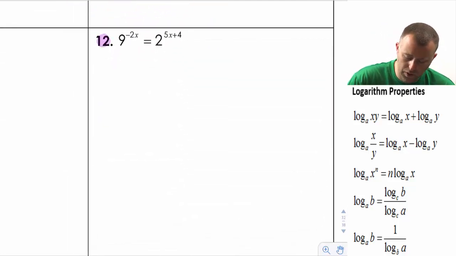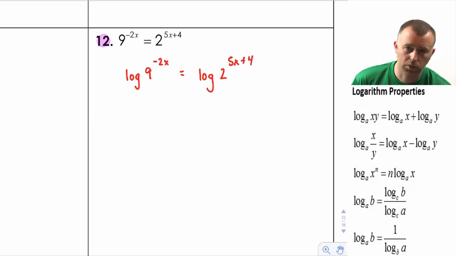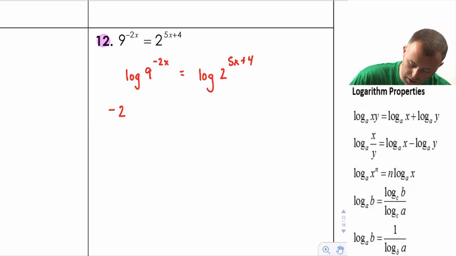So number 12, I'm going to do common log. Again, it doesn't really matter. Let's just pick one and go. So this one is going to be common log of 9 to the negative 2x equals common log of 2 to the 5x plus 4. Again, pull out those exponents. We have negative 2x log of 9 equals 5x plus 4 times log of 2.